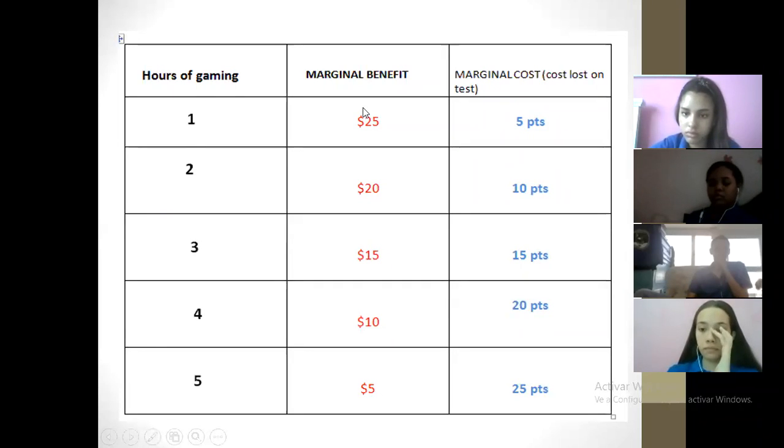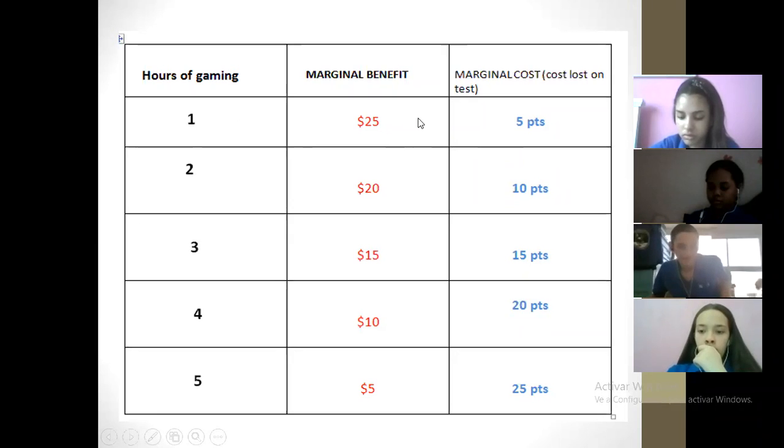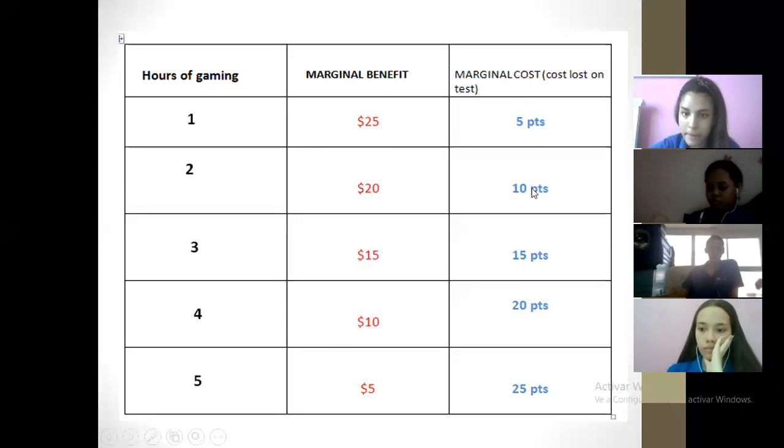So now you have to create this chart. Now the marginal cost, what is gonna be the marginal cost? If I spend 1 hour of gaming, the cost is to lose points in your test. If I spend only 1 hour and the rest I dedicate to study, I'm gonna lose 5 points and so on. If I dedicate 2 hours and the other 3 hours to study, you're gonna lose 10 points and so on until 75 points, okay?